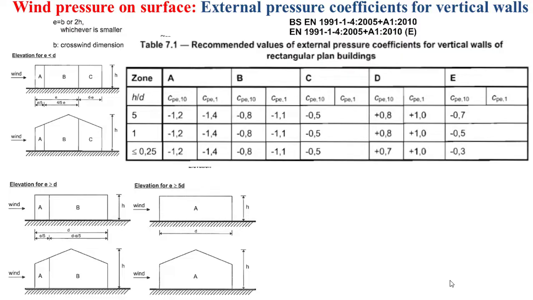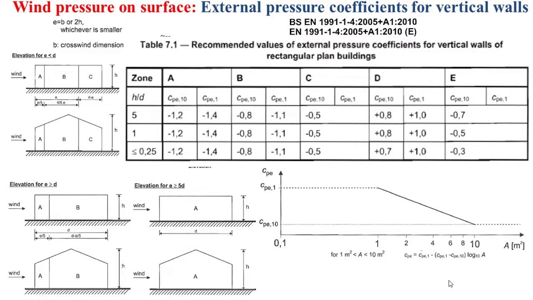And notice that we have for each zone two types of external pressure coefficient. We have CPE 10 and CPE 1. CPE 10 is the external pressure coefficient for a loaded area of 10 meters square, and CPE 1 is the external pressure coefficient for a loaded area of 1 meter square. And you can determine the external pressure coefficient for a loaded area between 1 meter square and 10 meter square based on the figure that you see in this slide.